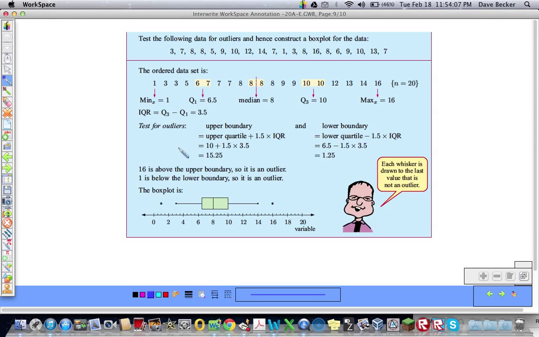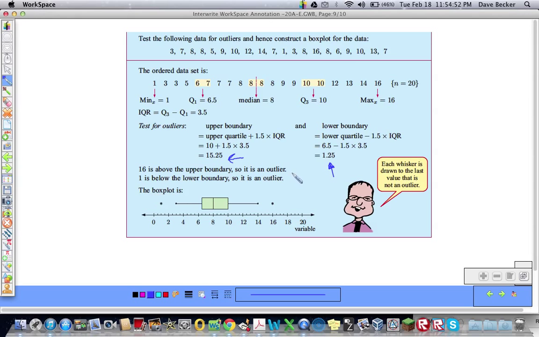Okay, and then they did an outlier test. To do the outlier test, we need the interquartile range, which is 10 minus 6.5, or 3.5. And here's the test for outliers. The upper boundary is equal to the upper quartile plus 1.5 times the IQR. The upper quartile, also known as the third quartile, Q3, is equal to 10 plus 1.5 times the interquartile range, 3.5. So our upper boundary is 15.25. Same formula for the lower boundary, the lower quartile, Q1, except we're going to subtract, and we get 1.25.